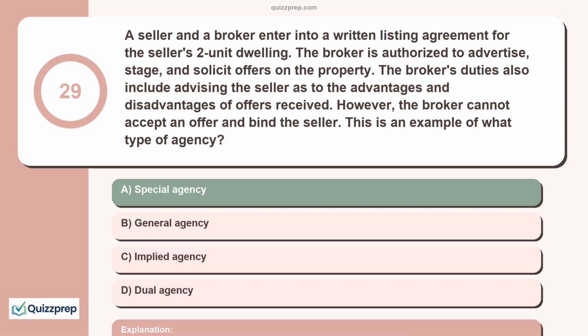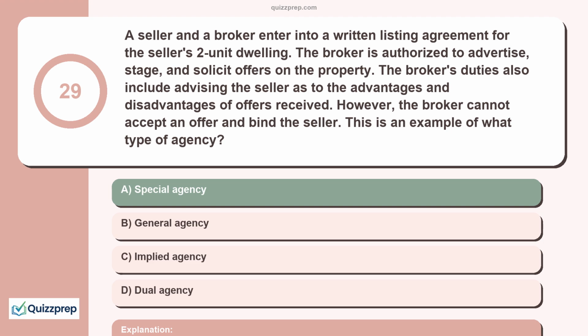The fact pattern describes a special agency created by the listing agreement. In a listing agreement, the seller is the principal and the listing broker is the agent. When a special agent, the broker typically has one task or duty. That duty is to find a ready, willing, and able buyer for the seller's property. A special agency is an advisory position. Therefore, while the broker can advise the seller as to the merits of each offer, the broker does not have the authority to accept a particular offer and bind the seller to that decision.